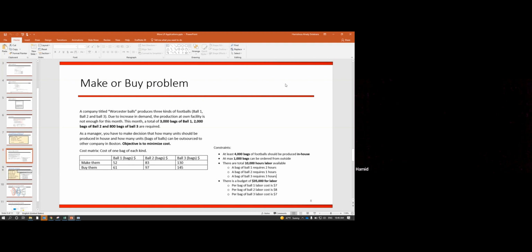So you have 2 policy constraints about at least how much you should produce at home, or at max how many you should purchase from outside. And also you have 2 other constraints, labor hours and budget for labor.